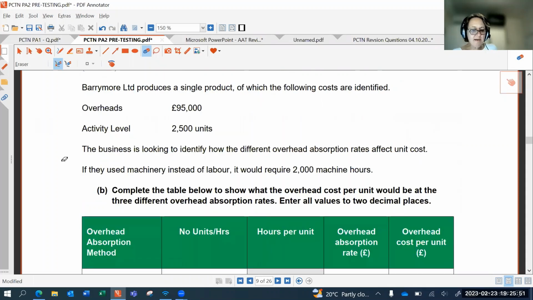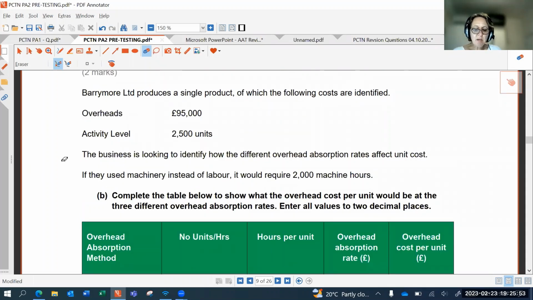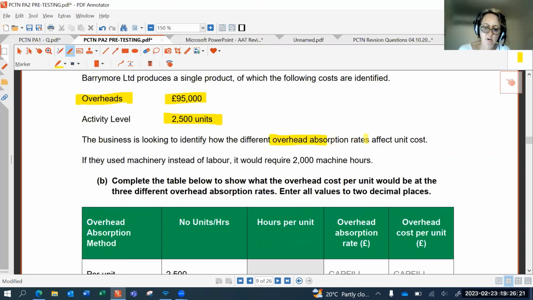The next part then. Barrymore Limited produces a single product of which the following costs are identified. So there's some overheads, £95,000 in total for producing Barrymore's single product. Activity level is 2,500 units. And the business is looking at how the different overhead absorption rates will affect the unit cost. So it's looking at overhead absorption rates.